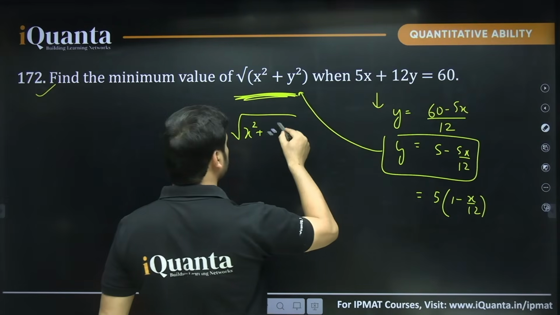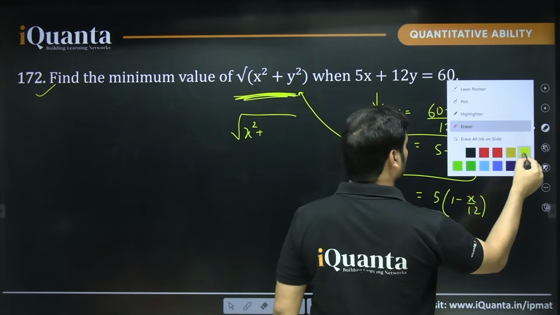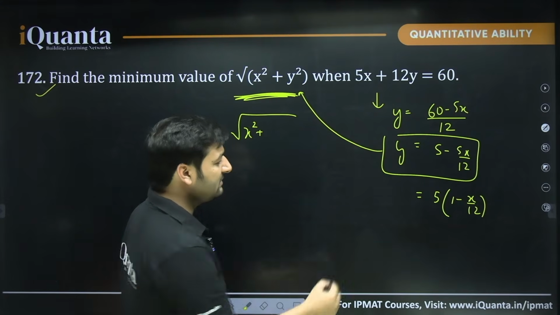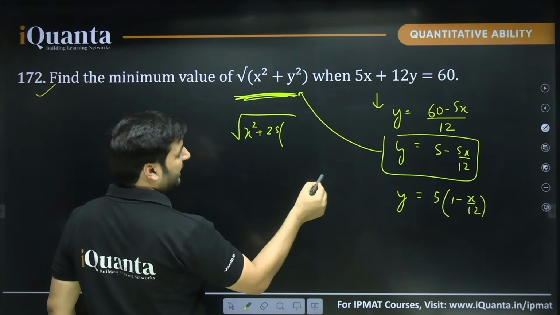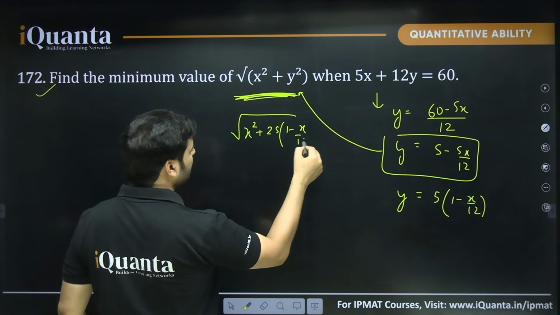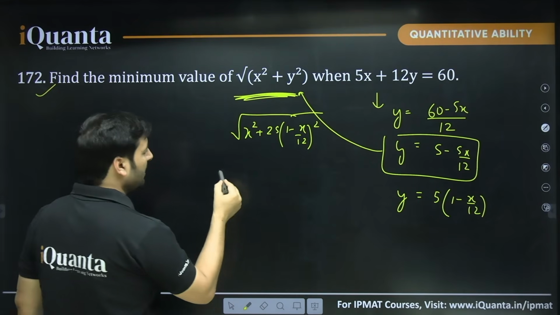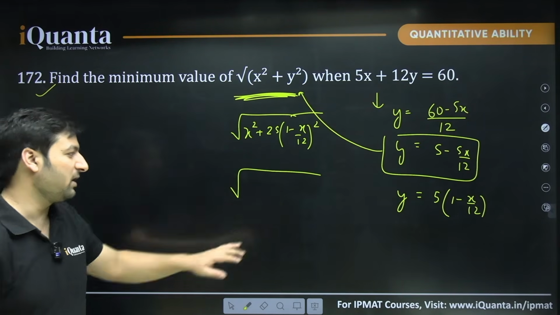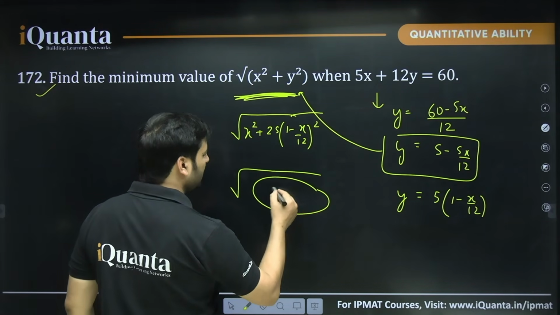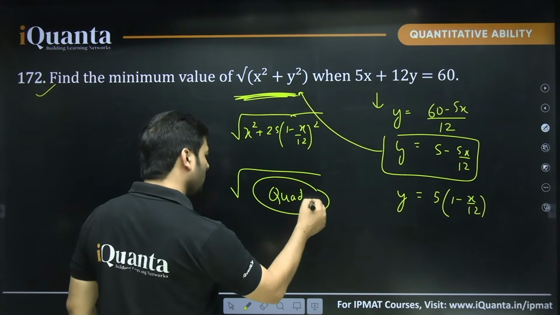So let me just put the square of y here. y is 5 times (1 minus x by 12), so obviously 5 square will be there, so 25, and then (1 minus x by 12) square. You 100% know that this is going to be a quadratic equation inside. I will not solve it, I will just tell you the way.